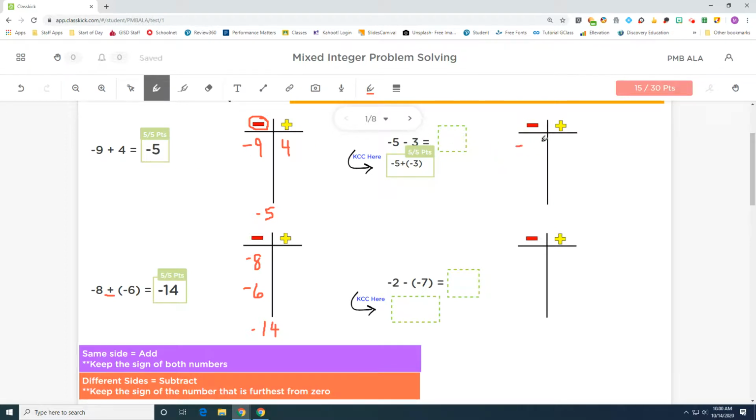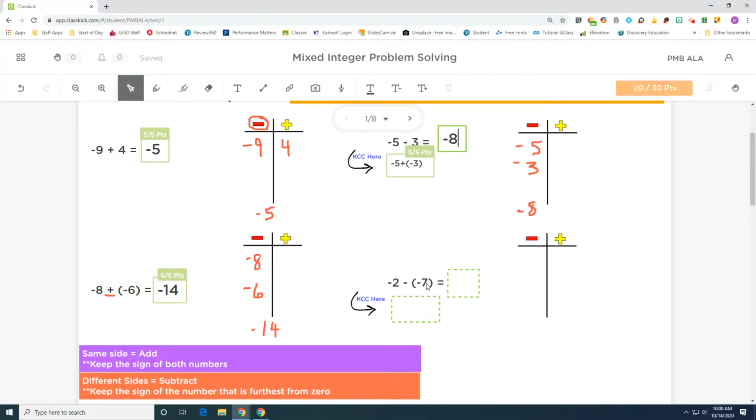All right, so -5, -3. And this problem is like the previous one we did because they're both on the same side. So we're going to add and keep the sign. 5 plus 3 is 8. Keep the negative. So -8.